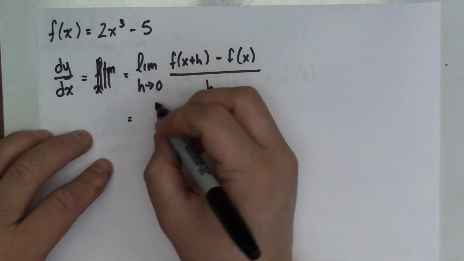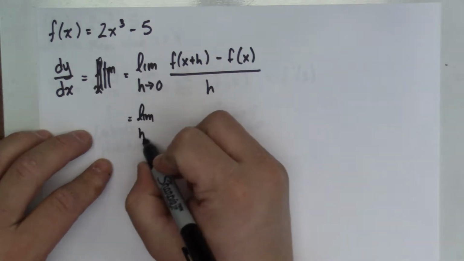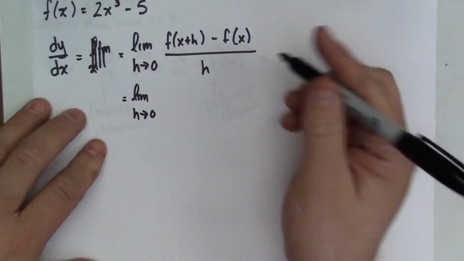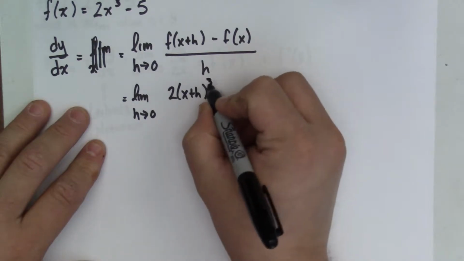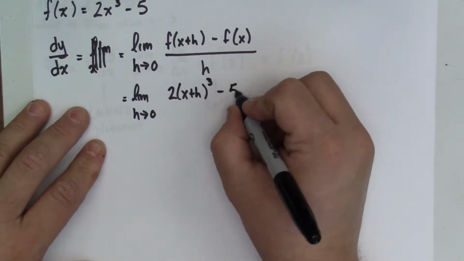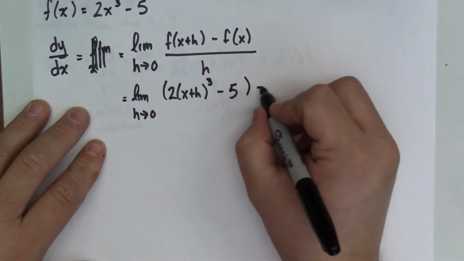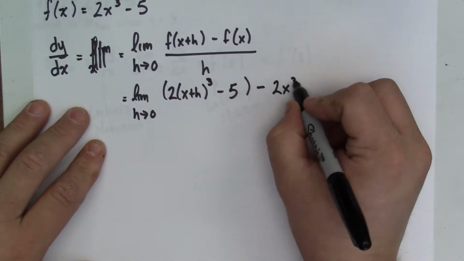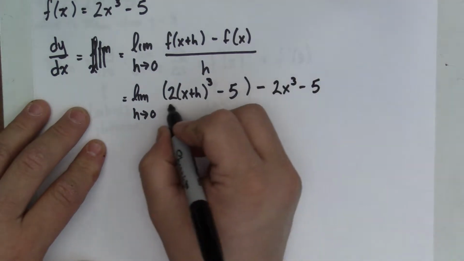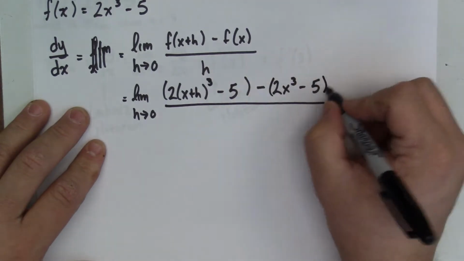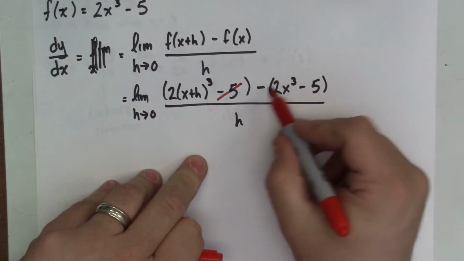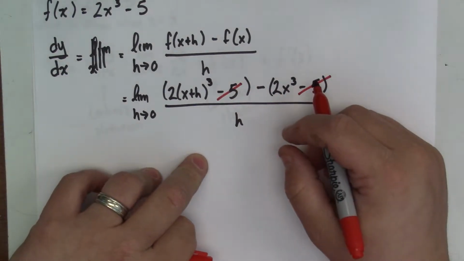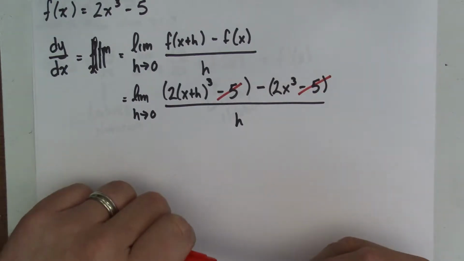So I've got the limit as h goes to 0 of 2 times x plus h cubed minus 5, that's my first term, minus 2x cubed minus 5, and that's all over h. Now, before I go and start expanding this out, I want to go ahead and note negative 5 minus negative 5 is 0. Those cancel each other out.